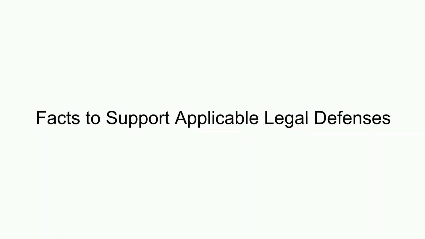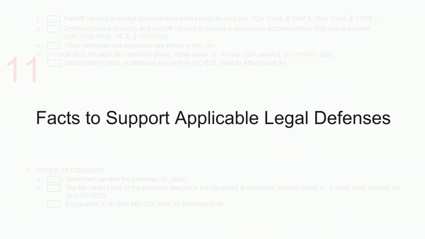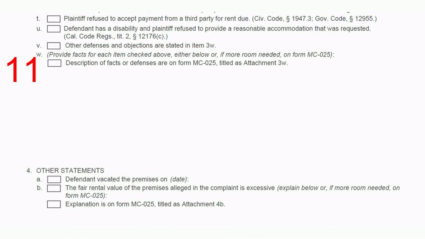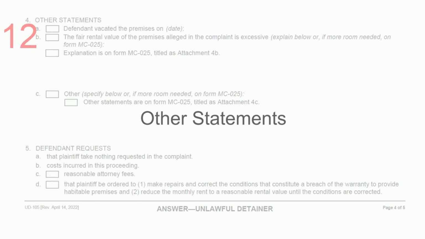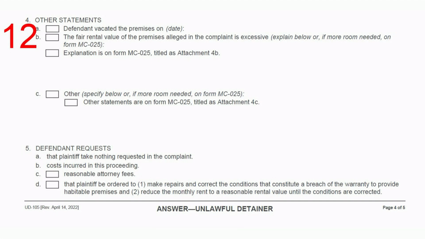Facts to support applicable legal defenses. For each legal defense you marked, you must provide facts to support why that defense applies to you in number 3W. Other statements. If you already moved out, write the date you moved out in number 4A. If you believe that the fair rental value of the premises is excessive, mark number 4B and explain below, or if you need more space, use form MC025.